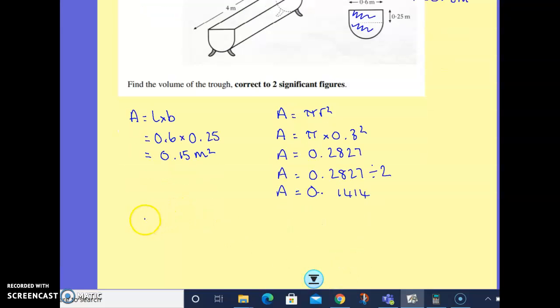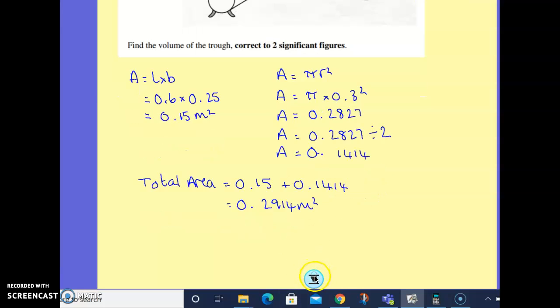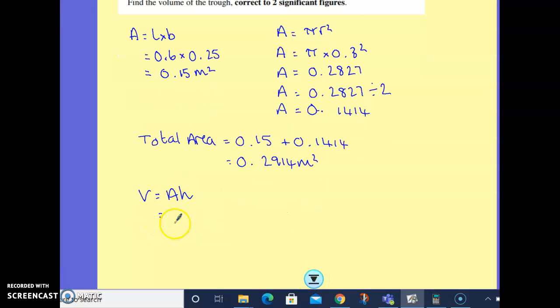Total area then, add them both together. 0.15 add 0.1414 gives 0.2914 metres squared. Haven't finished there. We've been asked to find the volume. What I've found so far is the area of the cross section, so I've found the area of the base. Now, volume of a prism, we've done the hard part now, which is good, is the area of the base times the height. Area of the base is the bit that we've just worked out.